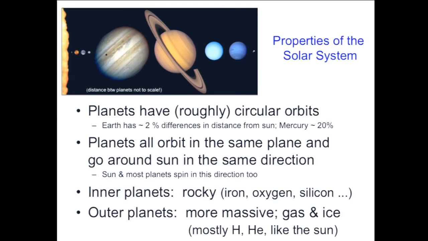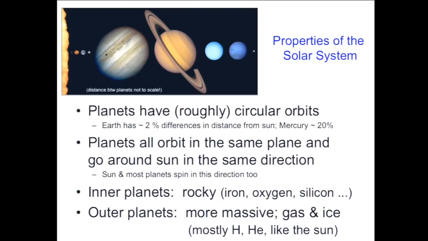In the case of the Earth, there's right now only about 2% difference in the distance between the Earth and the sun over the course of the Earth's orbit around the sun. We'll see later in the course, though, that this actually changes on very long time scales, hundreds of thousands of years. And that, as Charles alluded to last time, is responsible in significant part for the ice ages. Mercury among the planets is the most extreme, having about 20% difference in the distance between Mercury and the sun.